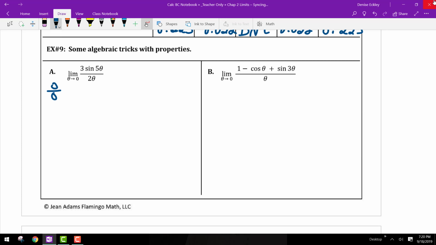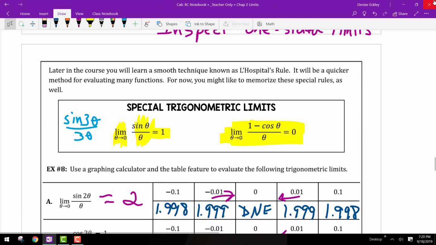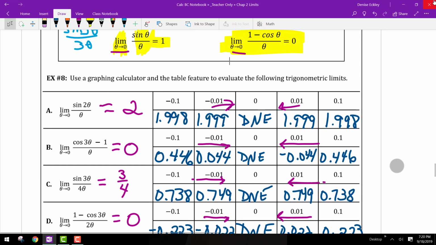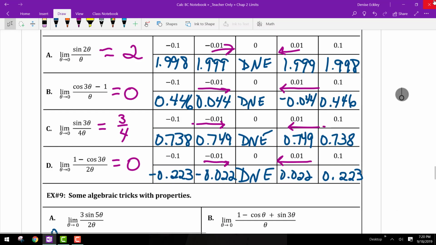Now, what I want to get back to is what I was saying earlier, at the beginning of the second video: these two special trig limits. If you see something of these two forms, like sine theta over theta, or 1 minus cosine theta over theta, and the limit is as theta approaches 0, you can try to use these tricks to come up with these limit values.